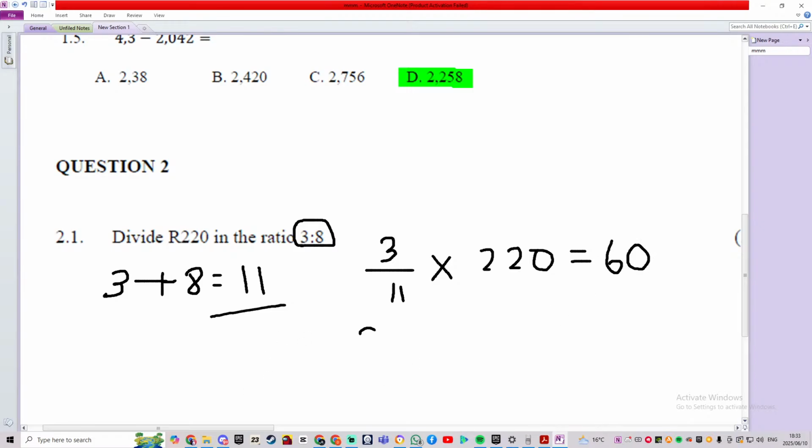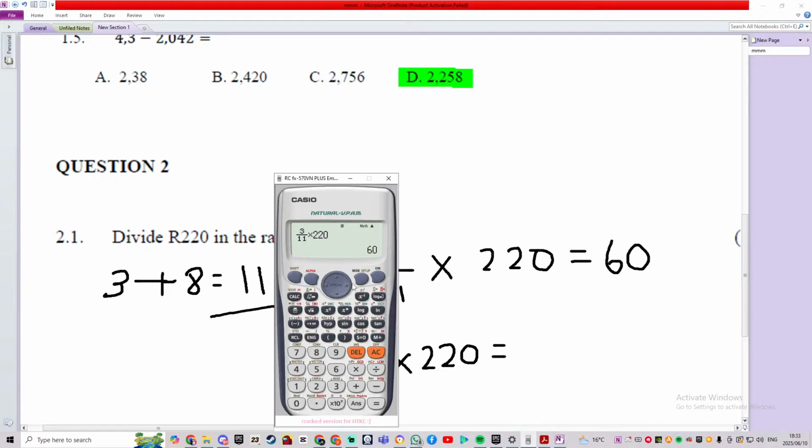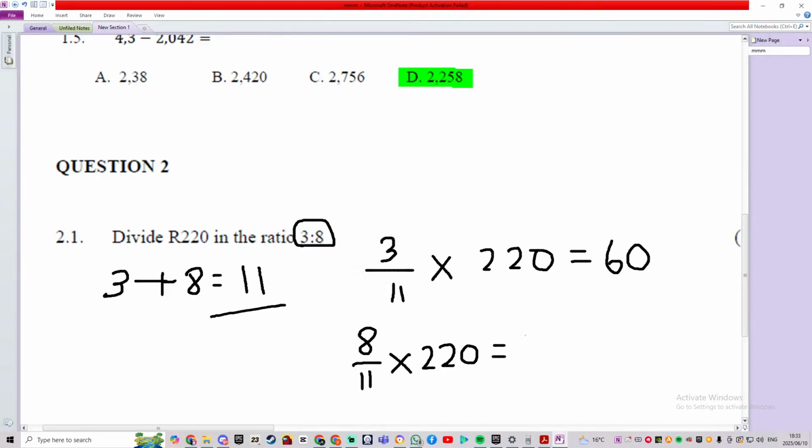Then we have 8/11, and we multiply that by 220, and we get an answer. 8/11 multiplied by 220 is 160.